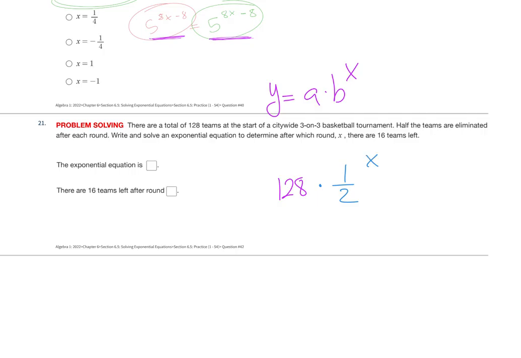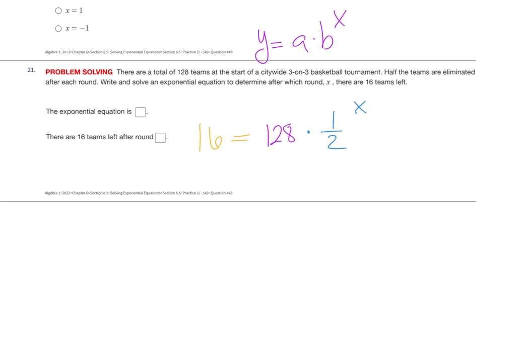So let's see. Let me see if I'm missing anything. Total of 128 teams. Half the teams are eliminated. We want to know when does it equal 16. Okay, we can do this. So, first thing is, we would love to have 1/2 as our base, but we don't right now. And when I say 1/2 is our base, I mean like if this was 1/2, but it's not. So what we're going to do is divide both sides by 128, okay?